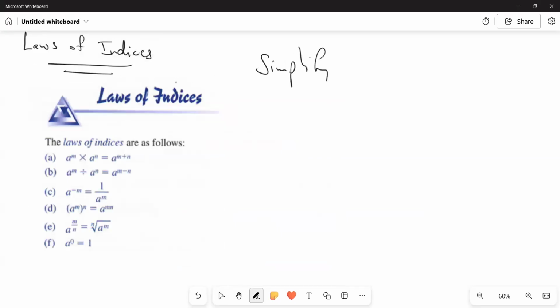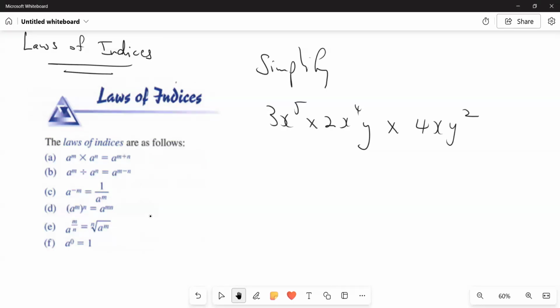Simplify 3x to the fifth power times 2x to the fourth power y times 4xy squared. Horrible looking. Now we have no need of expanding the whole thing out. We don't have to write x to the fifth power as x by x by x by x by x, 5 times. We have the rules now.